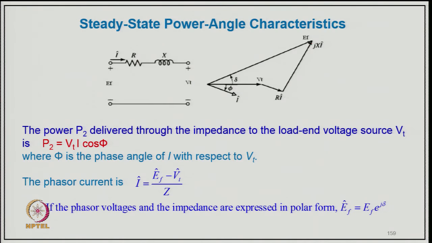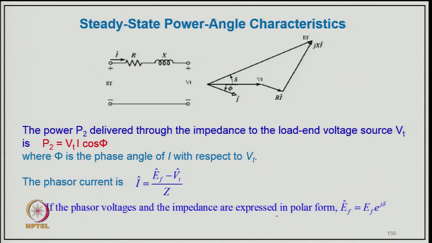This we call the phasor diagram of this cylindrical machine. The power delivered through the impedance to the load voltage will be P equal to V_t into I cos phi, all per phase, similar to what we talked about earlier. Phi is the phase angle of I with respect to V_t, and the phase current I will be (E_f minus V_t), of course with the proper angle, upon Z.